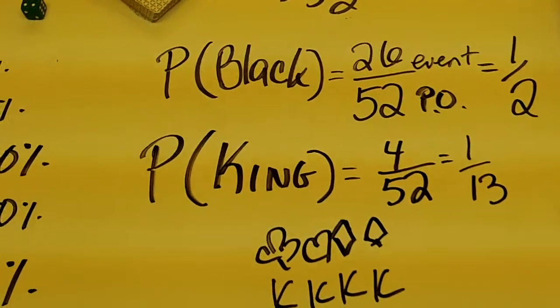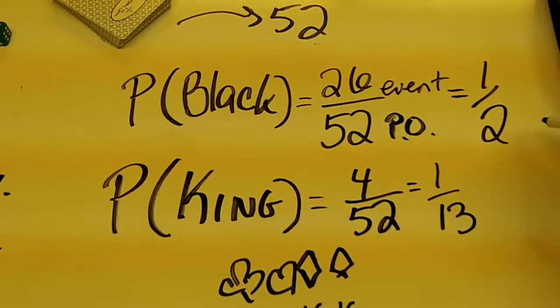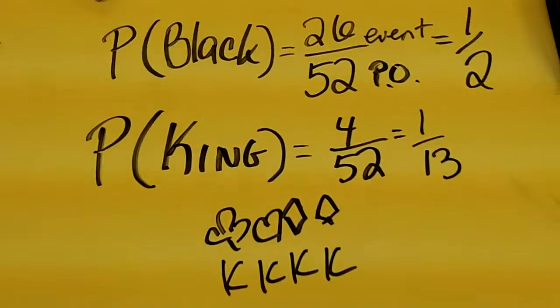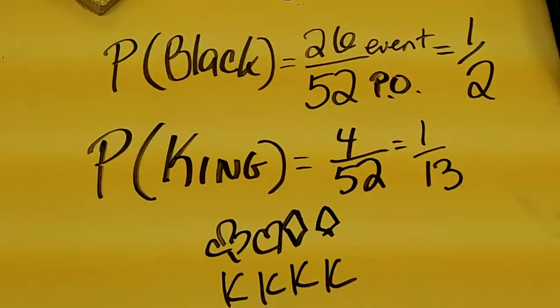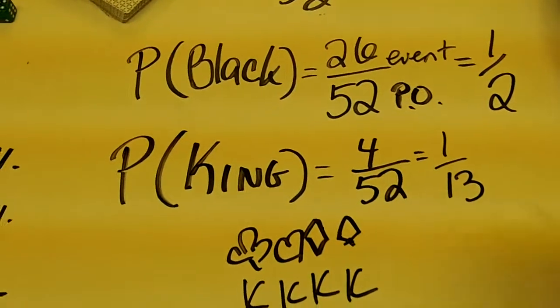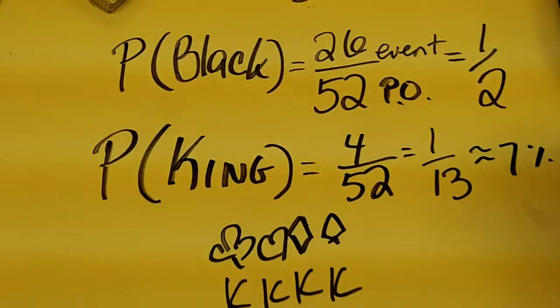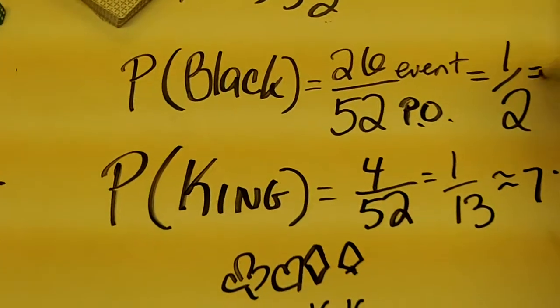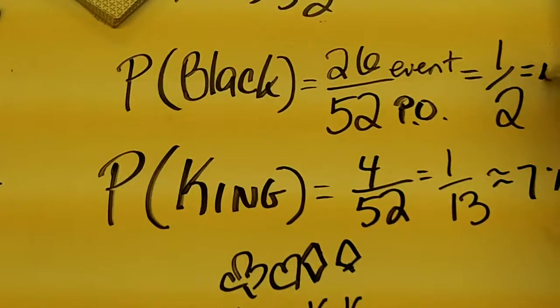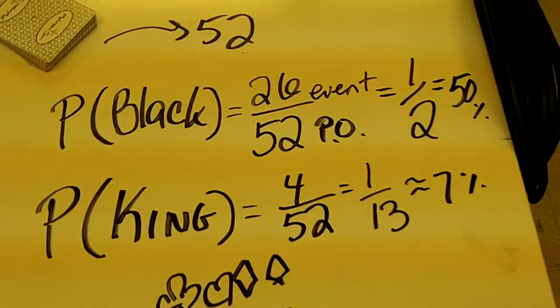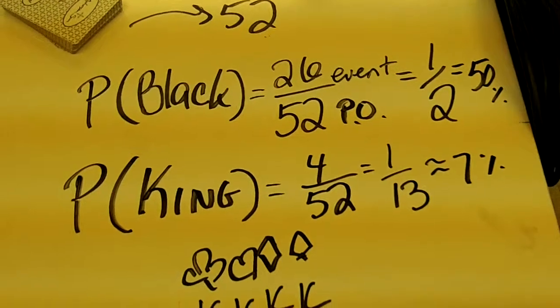It looks like picking a black card would be kind of an equally likely chance because it's about 50%. If you take a look at your probability of picking a king, it's not very likely to happen because 1 out of 13, if I had to guess, would be somewhere around 7%, maybe 7 point something percent, whereas 1/2 would be 50%. So we can see how very different they might be.